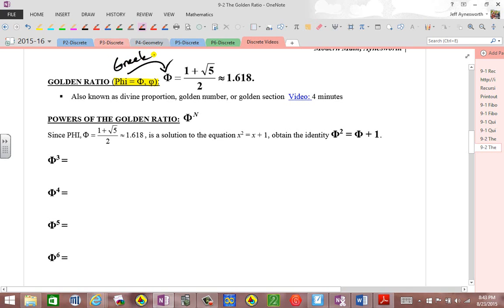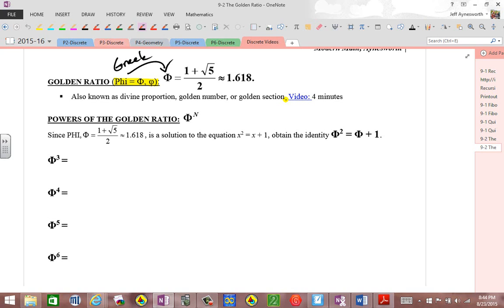All right, and it's 1 plus root 5 all divided by 2. It's also known as the divine proportion, the golden number, the golden section, and so on. And if you're with me in class here, I'd probably show a video to show all kinds of relationships and places where you see this special number in art, architecture, and nature. You can also Google that if you like and take a look at it on your own.